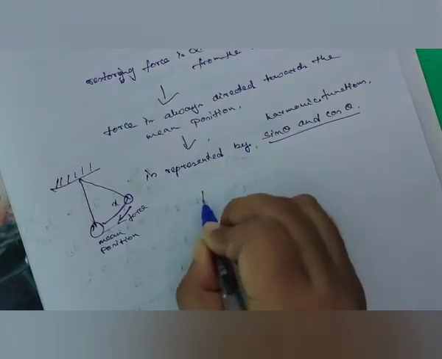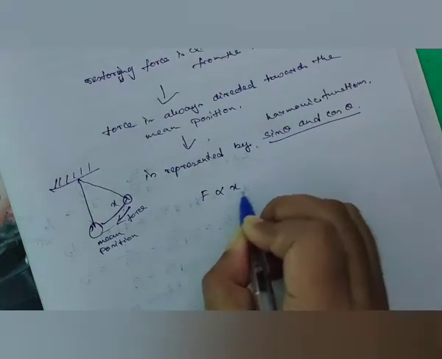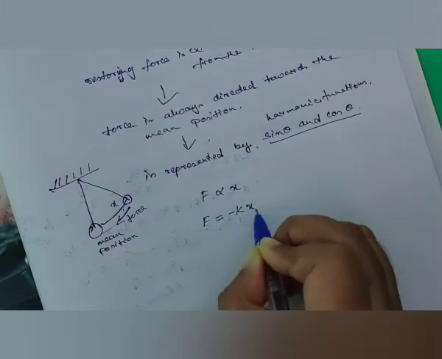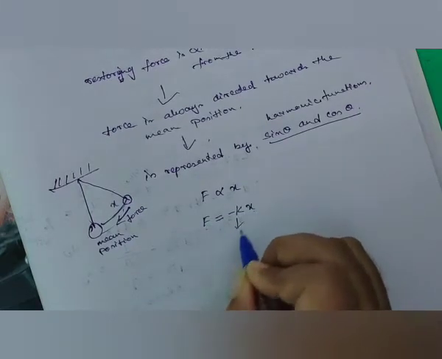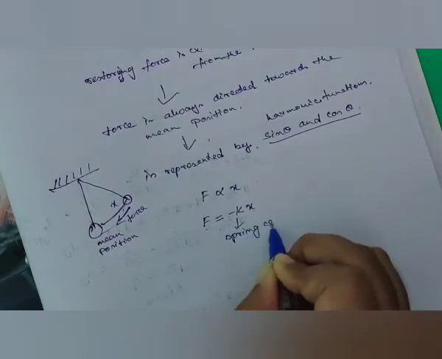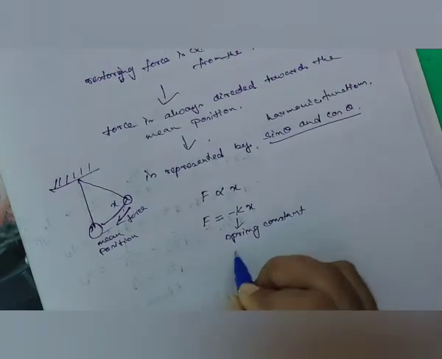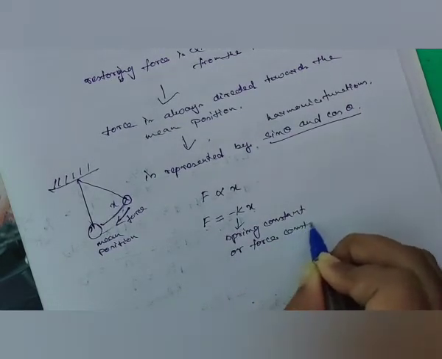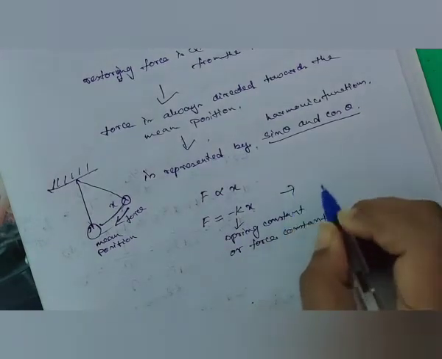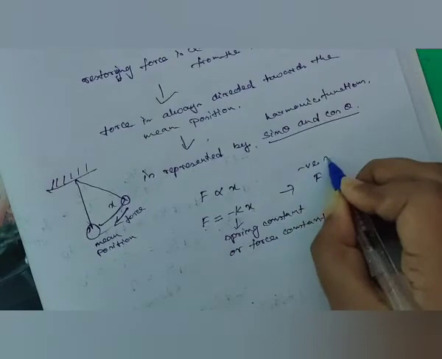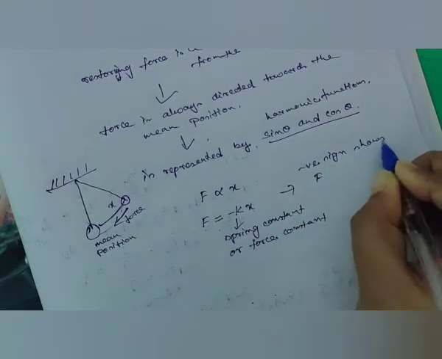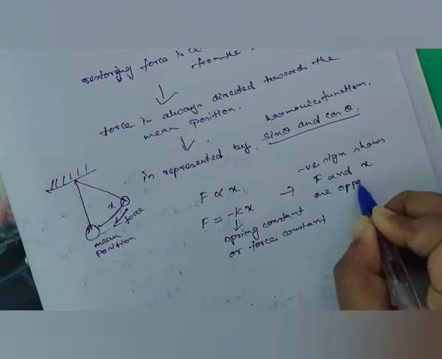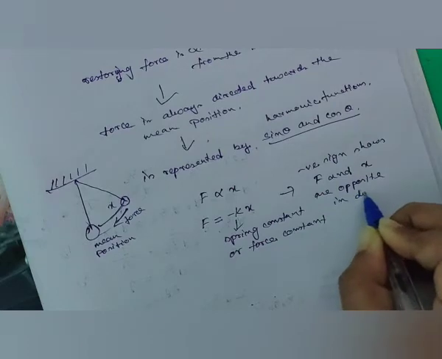So according to it, F is directly proportional to displacement and we can write F equal to minus kx. Now what is k? k is the spring constant, or we can call it a force constant. Here the negative sign shows that F and x are opposite in direction.